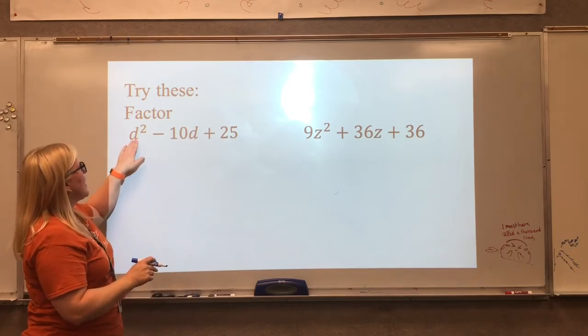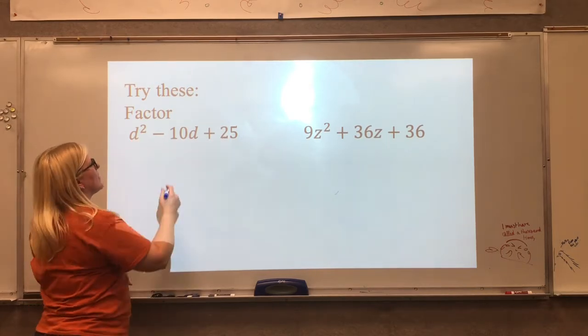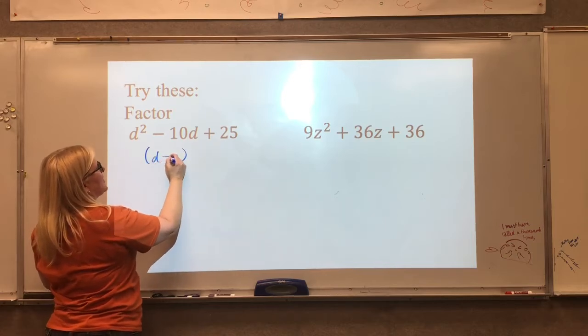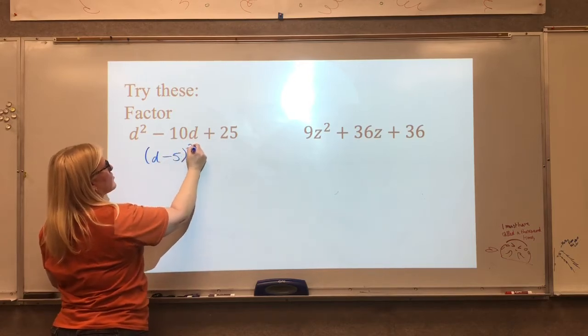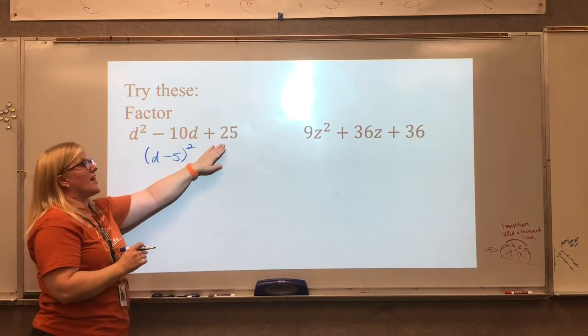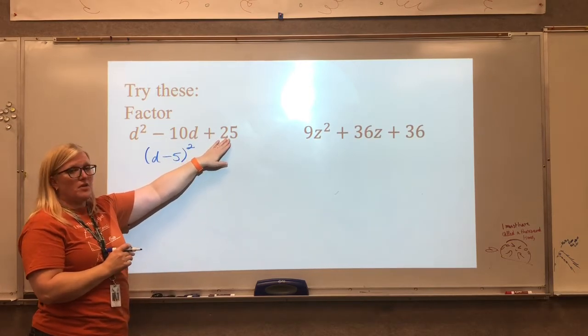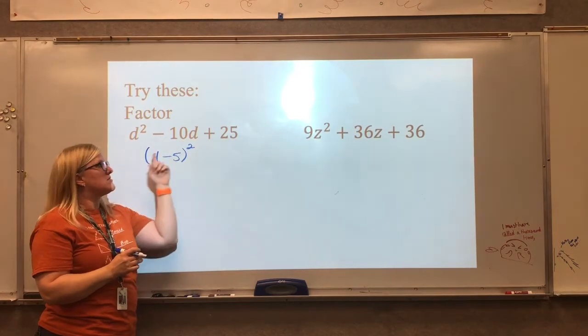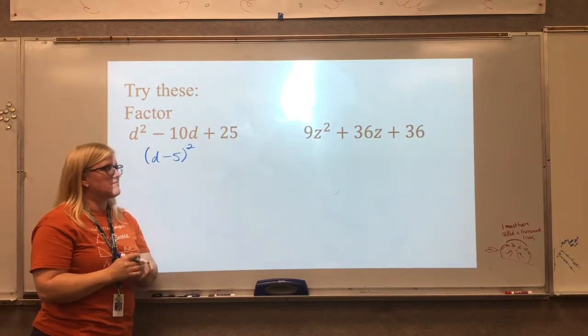All right, so again, perfect square, perfect square. This one is going to be d minus 5 squared. So hopefully that's what you got. And I can also say what multiplies to give me 25 and adds to give me negative 10. Well, negative 5 does twice.